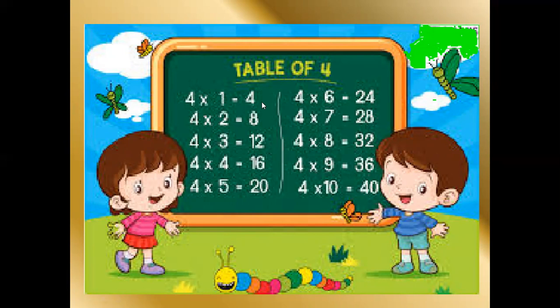Again, 4 ones are 4. 4 twos are 8. 4 threes are 12. 4 fours are 16. 4 fives are 20. 4 sixes are 24. 4 sevens are 28. 4 eights are 32. 4 nines are 36. 4 tens are 40.